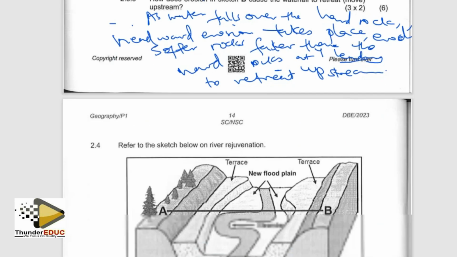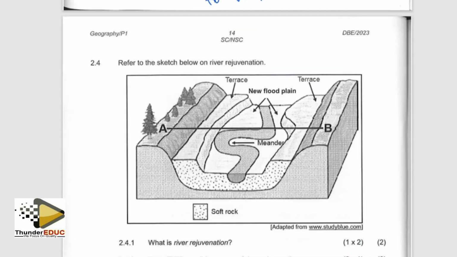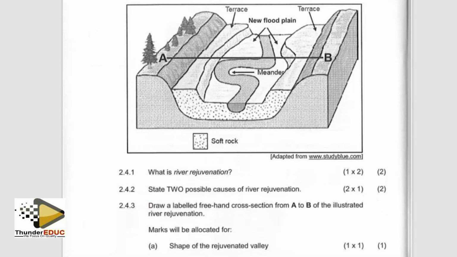Refer to the sketch below on river rejuvenation. We have this sketch below regarding river rejuvenation. We can have the terraces. You can see the terraces here. You can see the new valley, meaning that this is the old valley. This is the new valley that is formed in the old valley. It is this river that is meandering, flowing in that direction. So there is A, there is B there. Here it is indicated that these rocks that are here are a bit softer.